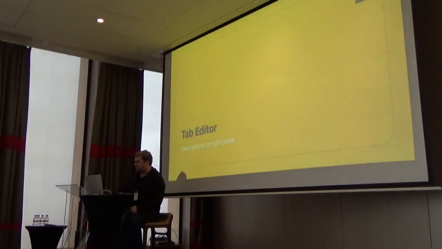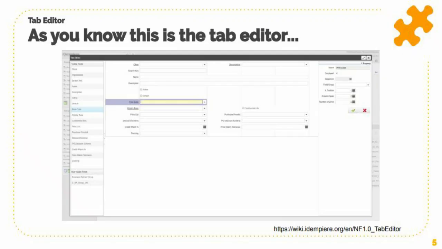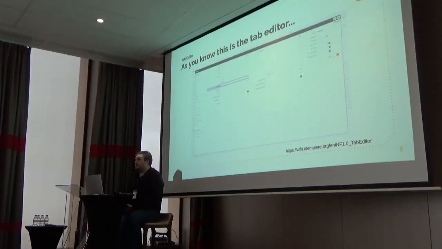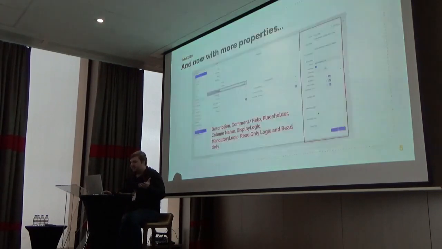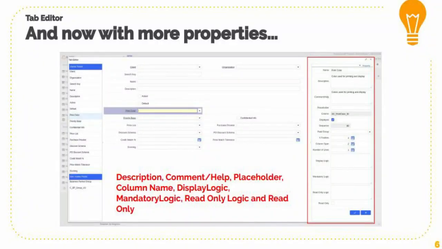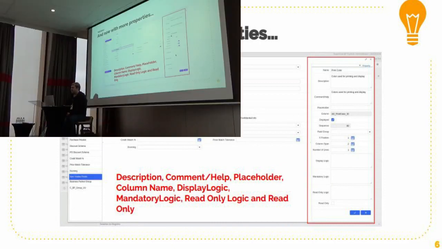Let's talk about iDempiere. The first thing I want to show you is the tab editor. Some of us remember how difficult it was to create windows when we needed to put the X and Y positions. Now we have this since version 1.0 of iDempiere, and that is the real magic. We just added some more options here, and in the day-to-day work of our developers, this increases productivity.